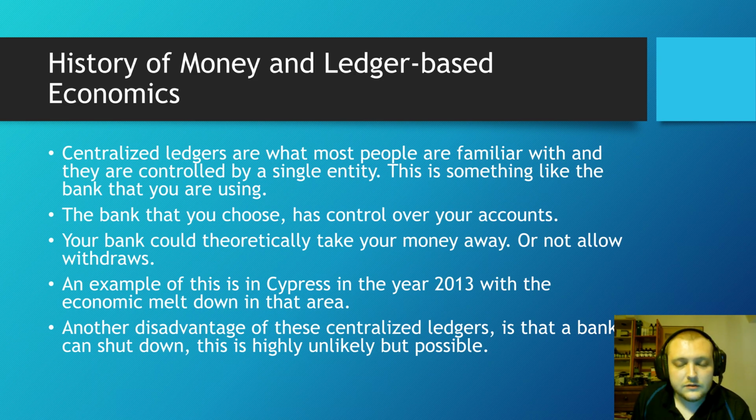An example of this might be in Cyprus in the year 2013, with the economic meltdown in that area. People were rushing to their bank accounts and they weren't able to take their money out of the bank because, as you may know, banks do not actually hold all the fiat that they say they have. So if everyone tries to rush and take their money out, it's just not possible because the bank does not have that physical cash. Another disadvantage of these centralized ledgers is that a bank can shut down. Although this is highly unlikely here in the United States, it actually is very likely to happen in other countries around the world.